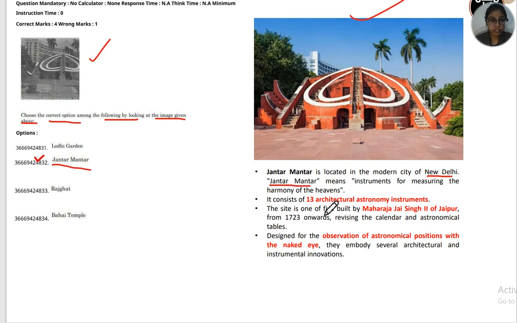See, Jantar Mantar is located in New Delhi. In total it consists of 13 architectural astronomy instruments and it was built by Maharaja Jai Singh II of Jaipur. The purpose of making Jantar Mantar was that it was designed for the observation of astronomical positions with the naked eye. They embodied several architectural and instrument innovations.